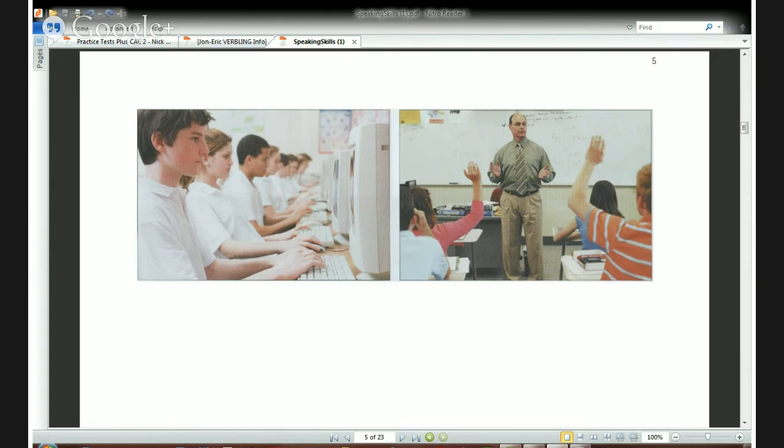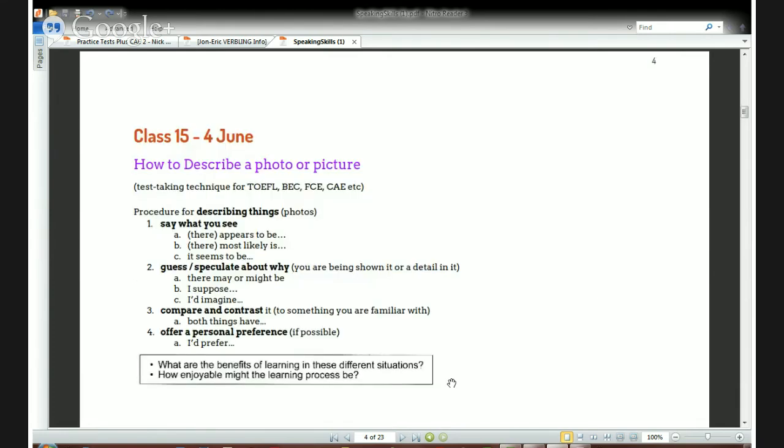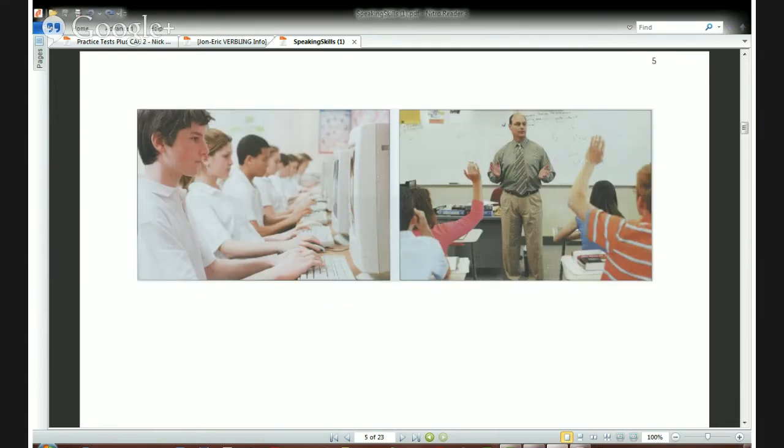Now, yes. Okay, great. So, what I want you to do is use those expressions in part 2. Guess, speculate about why you're being shown this picture in detail by using there may be, I suppose, or I'd imagine. Okay? And remember, so far, our answer for speaking skills, describing a photo, is, well, it seems to be a computer class for teenagers. They appear very focused. You can tell because of the expression on their faces.